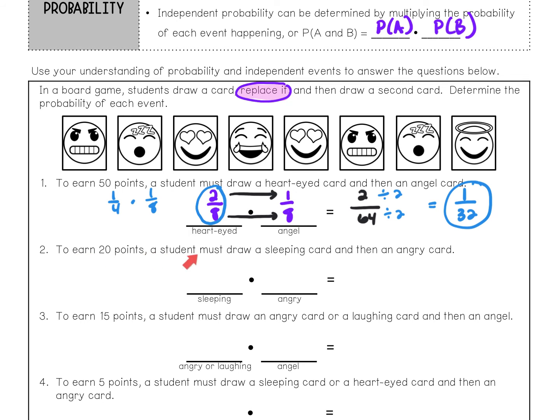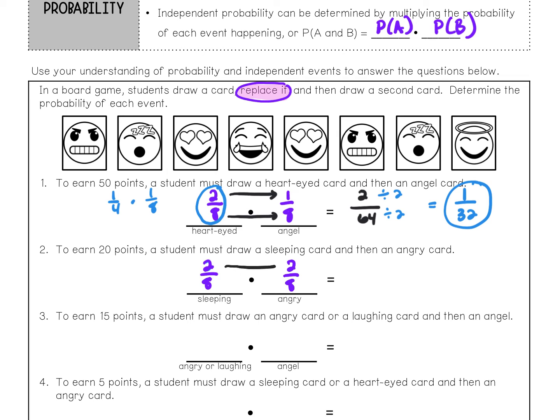To earn 20 points, a student must draw a sleeping card and then an angry card. So as I look through this, I see 1, 2 cards that are sleeping. So the probability is 2 out of 8, 2 sleeping faces out of 8 total cards. Now we're going to put the cards back if we drew them, and now we're looking for an angry card. And I see 1, 2 angry cards. So the probability of drawing an angry card is also 2 out of 8.